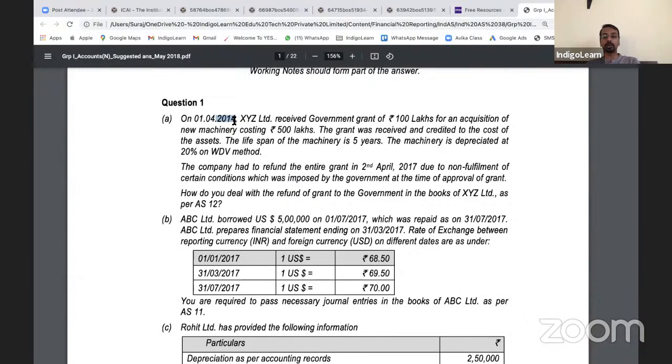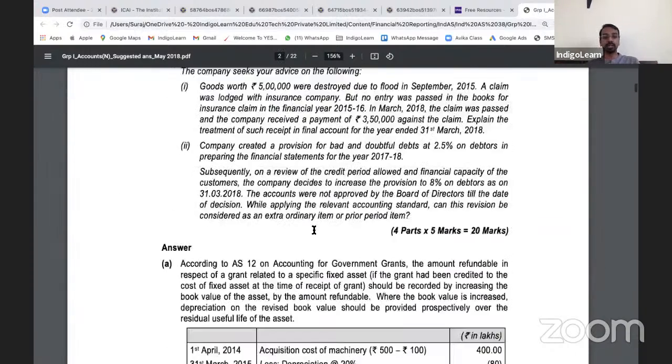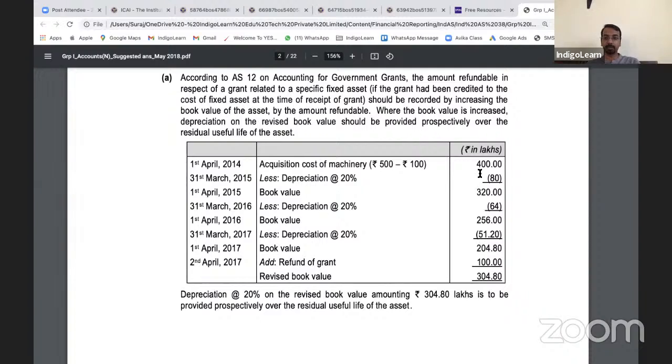Then 64 into 1st April 14. So 31st March 15, 31st March 16, and 31st March 17. You have to calculate depreciation for 3 years. 80 multiplied by 80%, 64. 64 multiplied by 80%, 51.2. This is the book value.